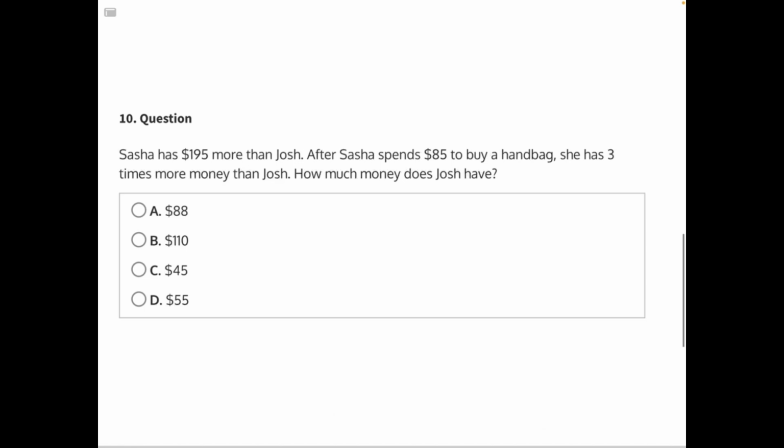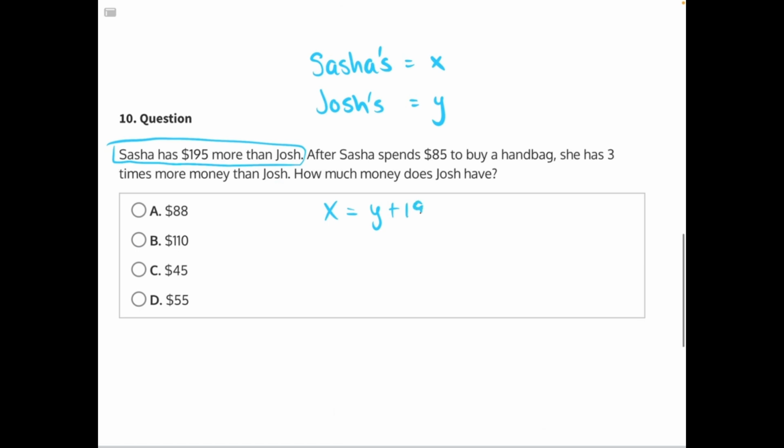Let's represent Sasha's money with the variable x and Josh's money with the variable y. Our first equation is going to come from this piece of information right here. Sasha has $195 more than Josh. So Sasha's money is equal to 195 more than what Josh has.